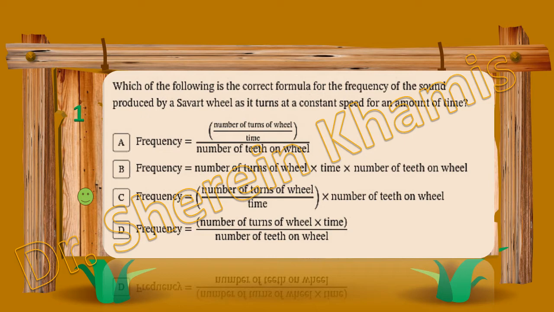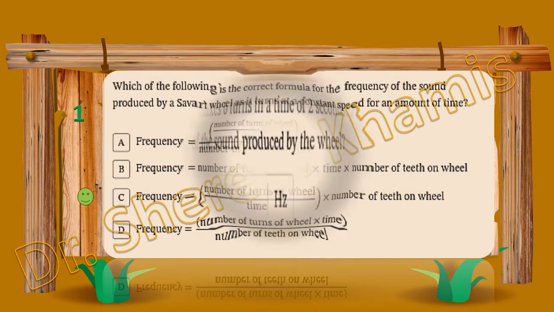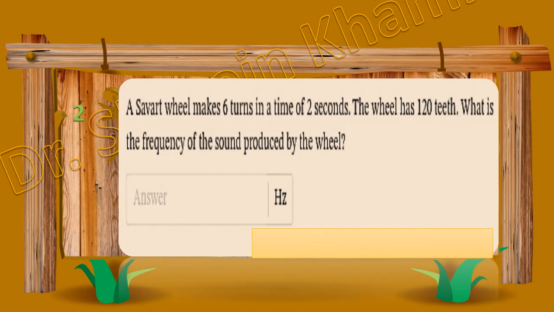Okay, let's go to question 2. Question 2 says that we have a problem here. Okay, we said the rule. We will solve two problems today. We have a Savart wheel that makes 6 turns in a time of 2 seconds. The wheel has 120 teeth. What is the frequency of the sound produced by the wheel?